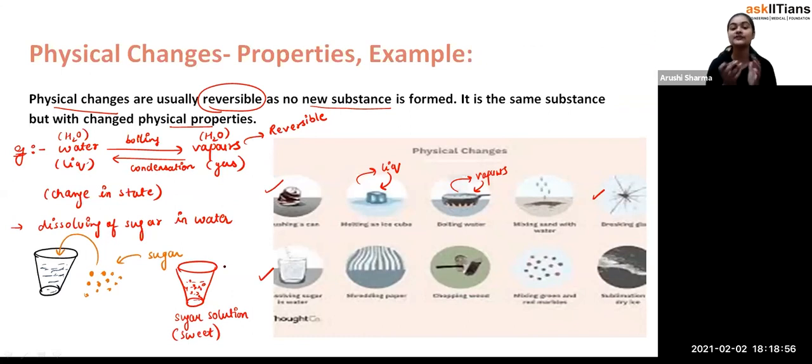So that's how, students, we can separate the sugar and water again. So that's how we are reversing this process. That is why the dissolving of sugar is a kind of physical change. Fine. What we are doing is converting the physical state of the sugar.